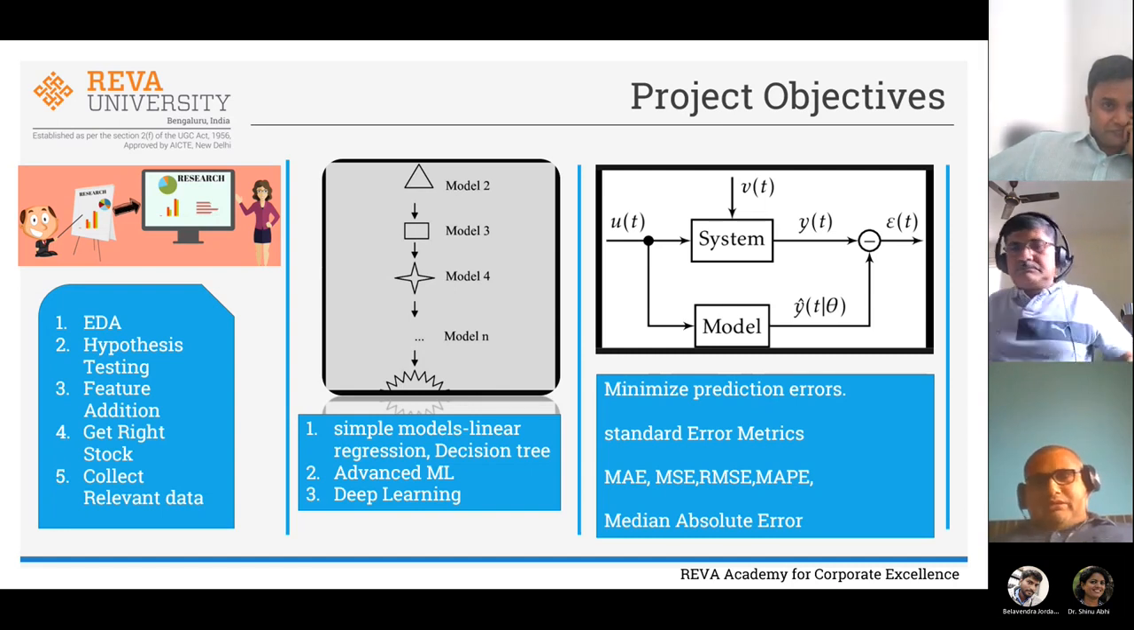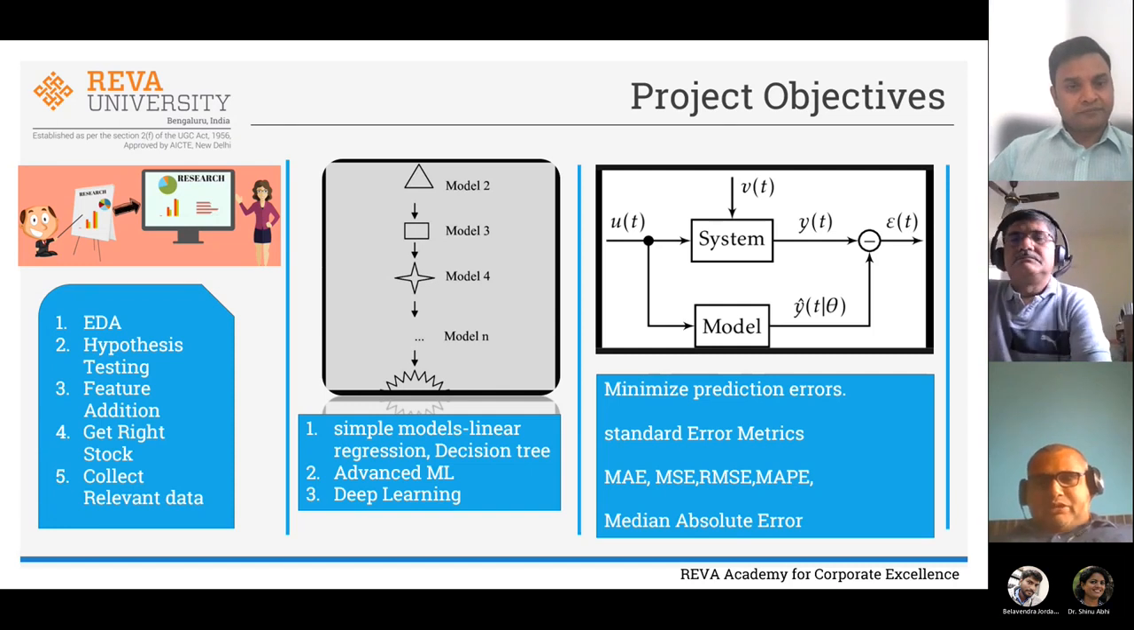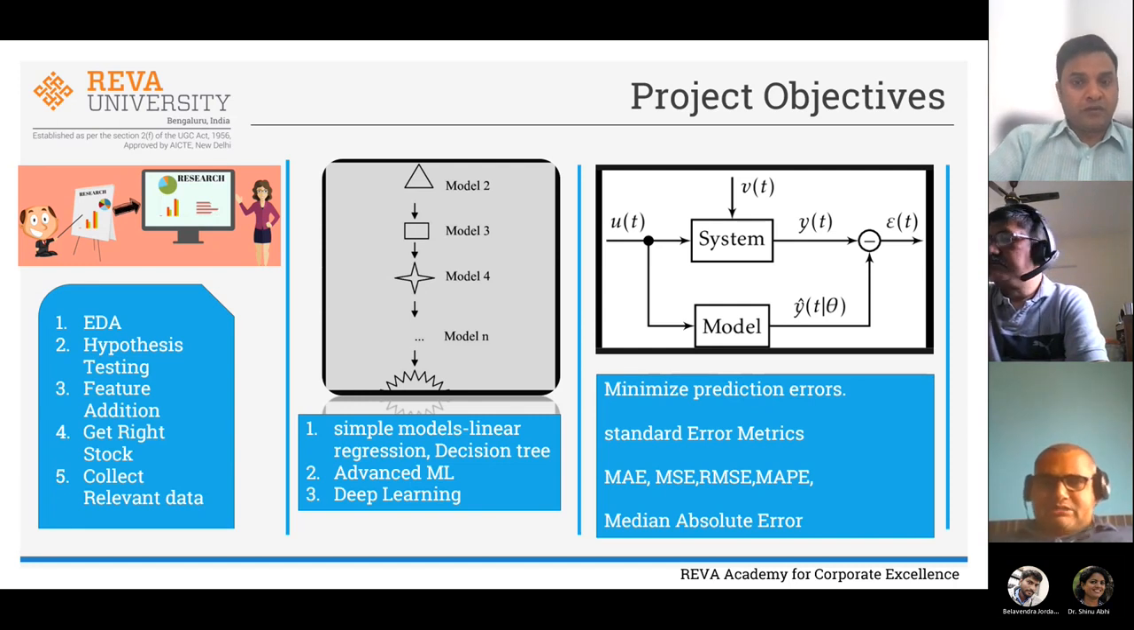Some of the metrics that we'll be using are mean absolute error, root mean square error, mean absolute percentage error, and median absolute error. These will be the error metrics that we'll be using for regression modeling techniques.